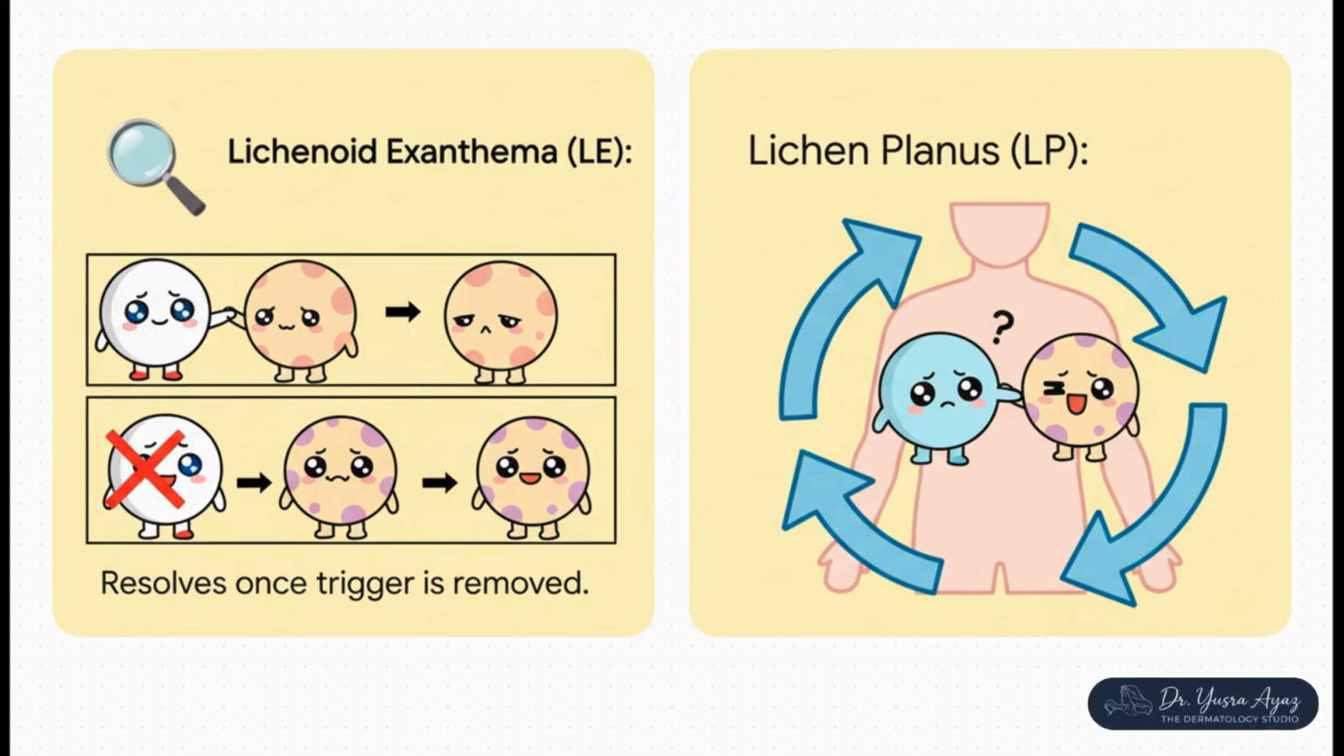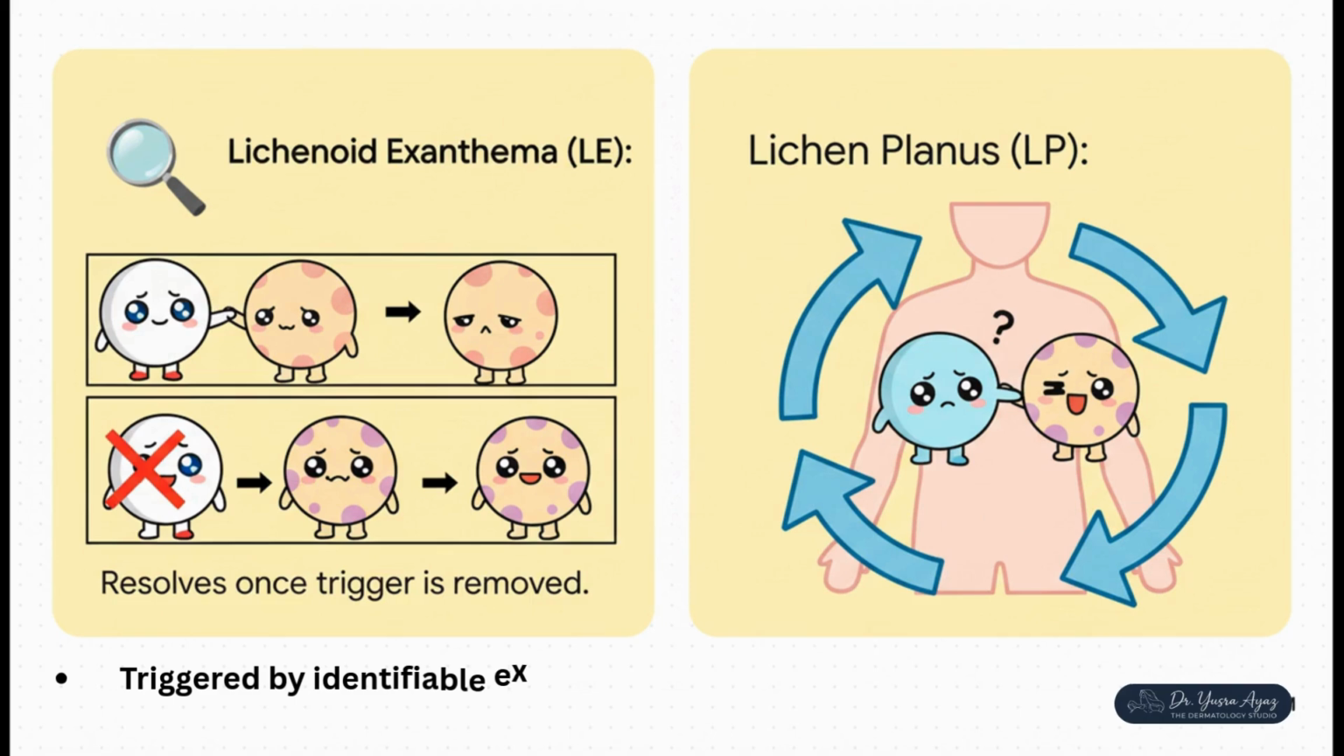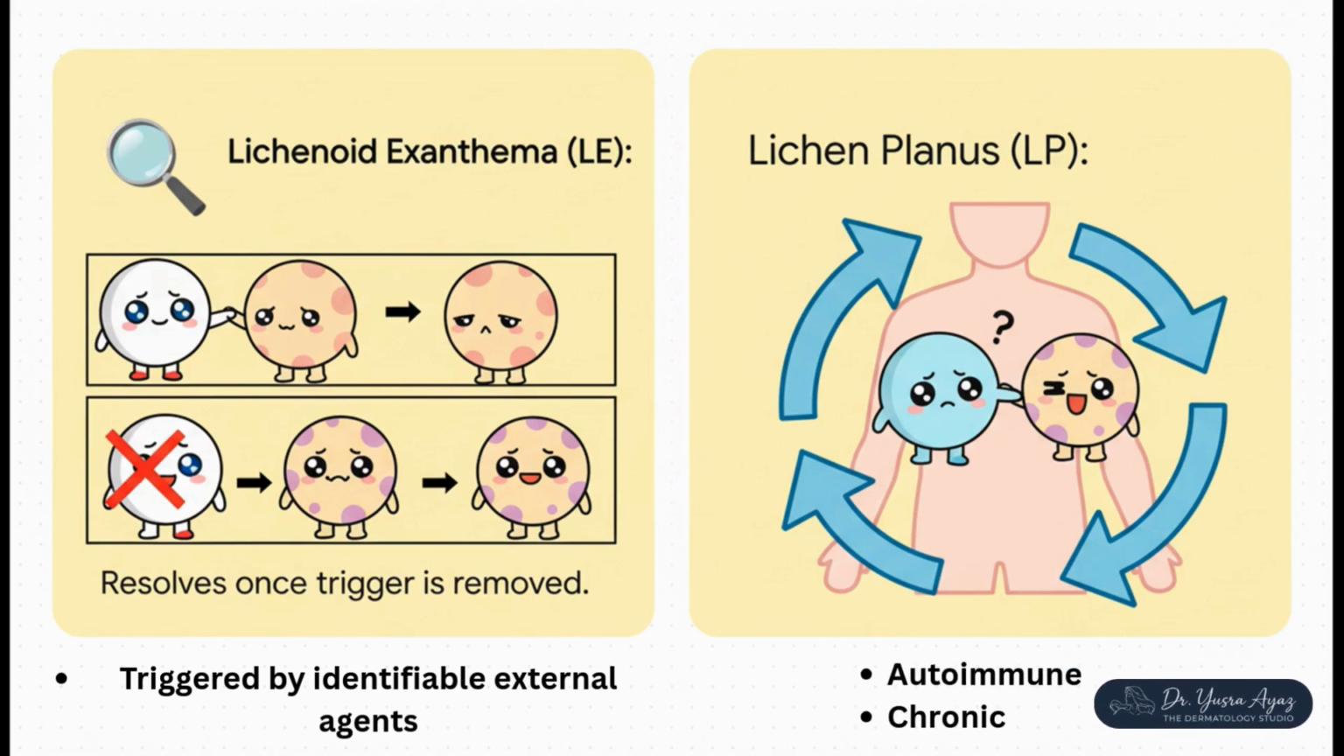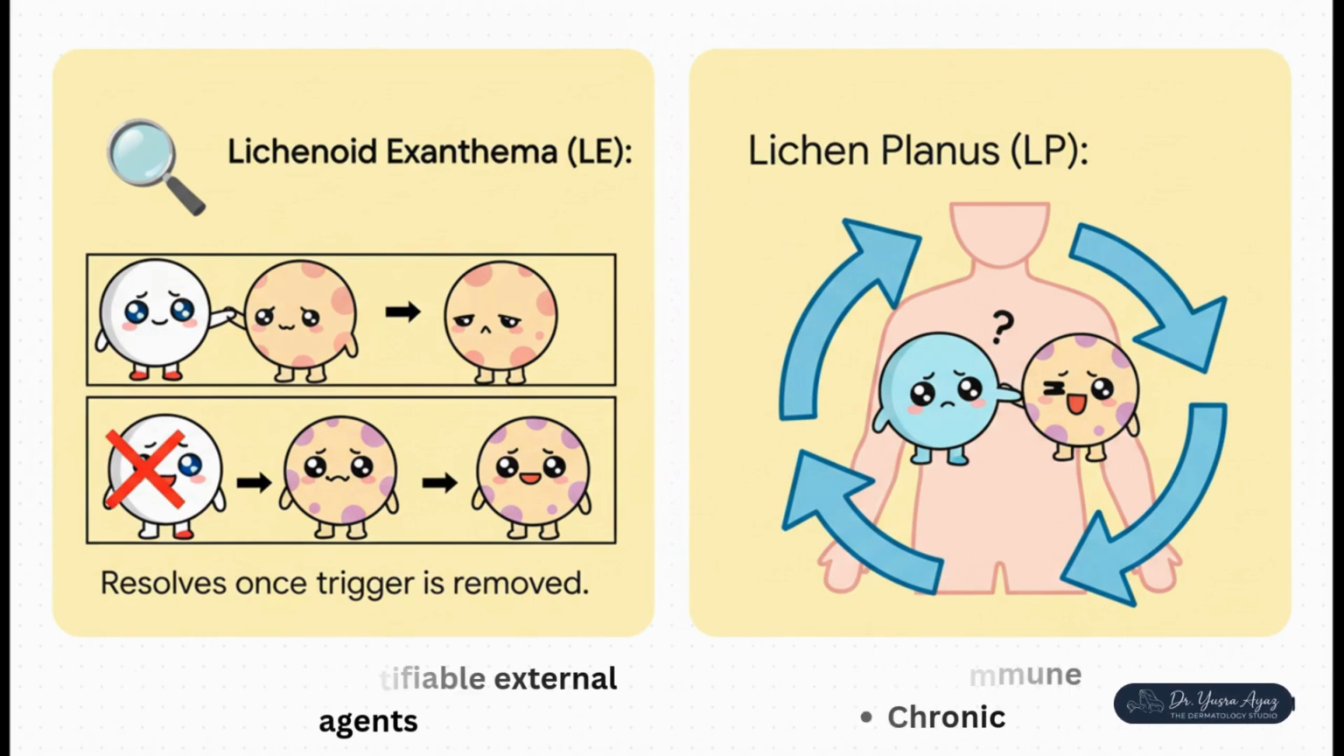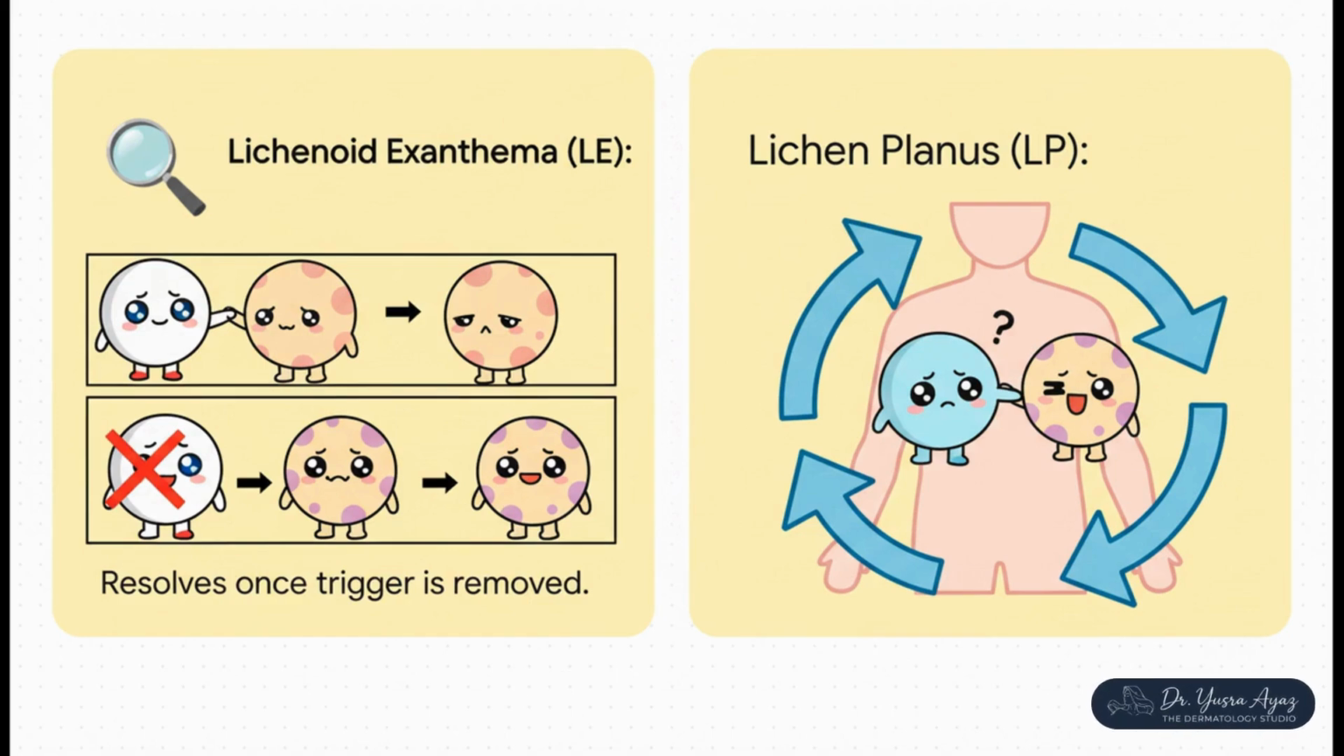Lichenoid exanthema might look like the more well-known lichen planus, but their causes are from different planets. Lichenoid exanthema is a reaction to something external, like a medication. Find that trigger, remove it, and the rash goes away. Lichen planus, on the other hand, is an autoimmune condition. That's where the body is attacking itself, and it's often a chronic, long-term problem.